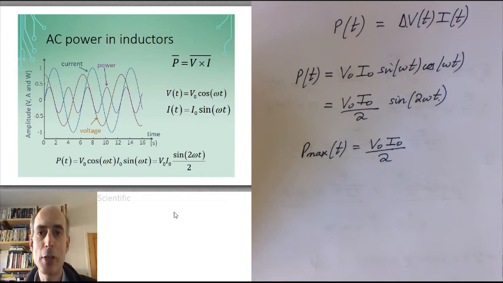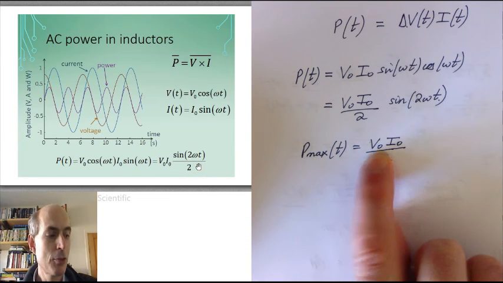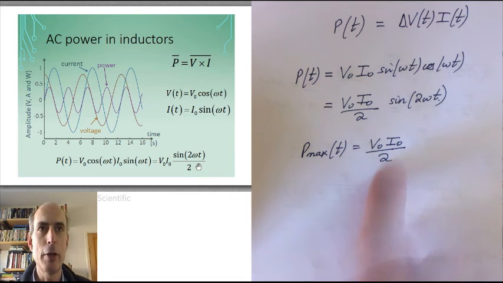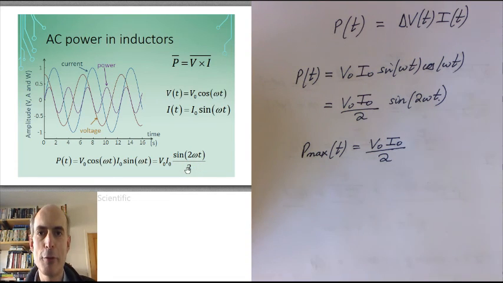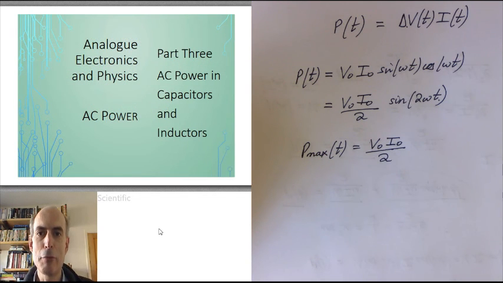We could go through the same thing for inductors, and we would get exactly the same answer. The instantaneous power is V0 I0 times sine 2 omega t over 2. Its average value is 0. Its maximum value is the amplitude of the voltage times the amplitude of the current divided by 2. And we'll come back to both of those formulas later. Next time, we'll have a look at what happens in a real passive network, and not just an ideal capacitor, an ideal inductor, or an ideal resistor.